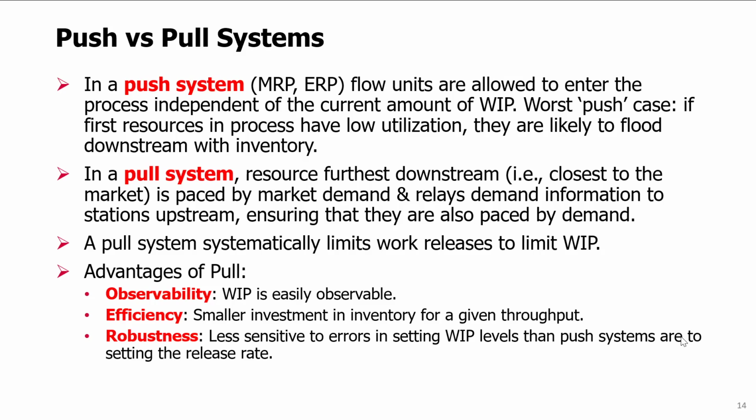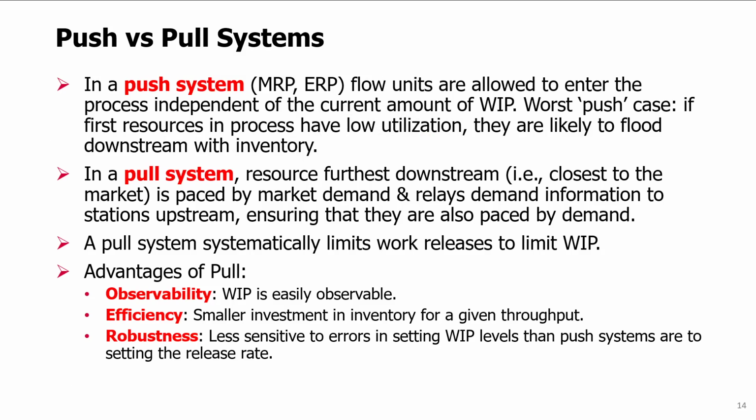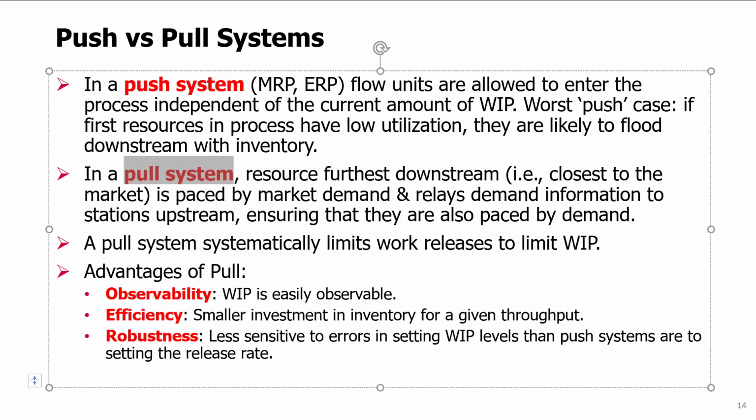In a push system, for example, in material requirements planning or enterprise resource planning, flow units are allowed to enter the process, or be processed or produced, independent of the current amount of work in progress. In the worst case, if the first resources in the process have low utilization, they are likely to flood downstream resources with inventory.